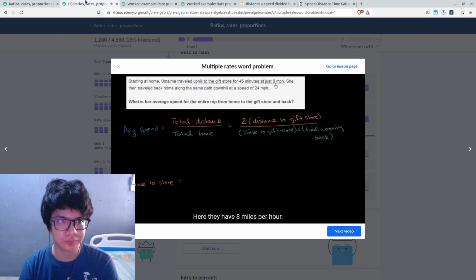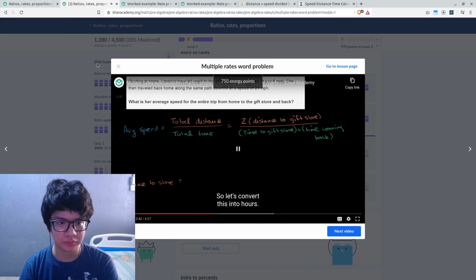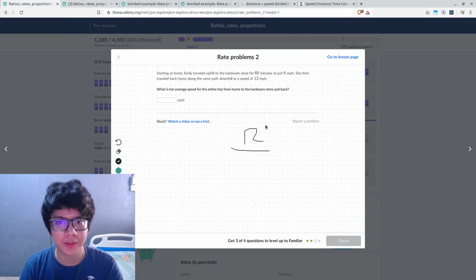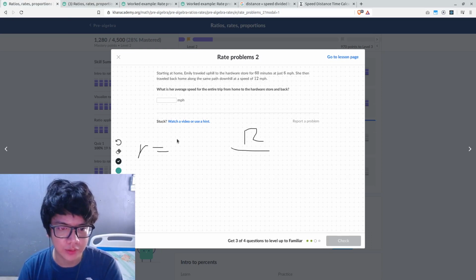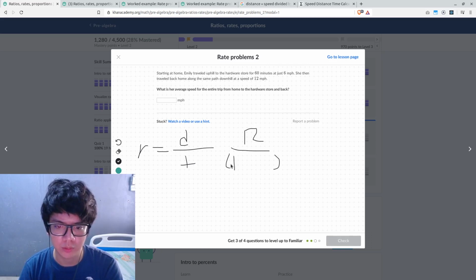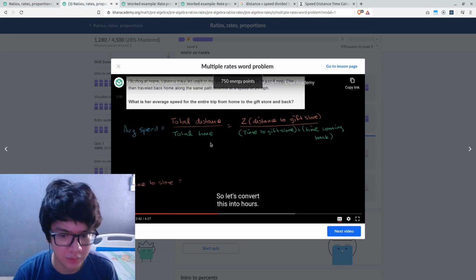Distance to store will be equal to, and we've got to make sure we have our units right. Here they gave it in minutes. Here they have 8 miles per hour. So let's convert this. Our rate is distance over time, so that's 60 minutes per hour. The first one is 1 hour, and turning back it's 12 miles per hour. So intuitively this is twice as fast. Let's convert this into hours.